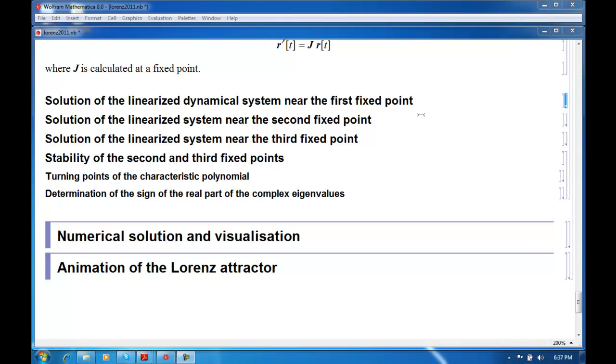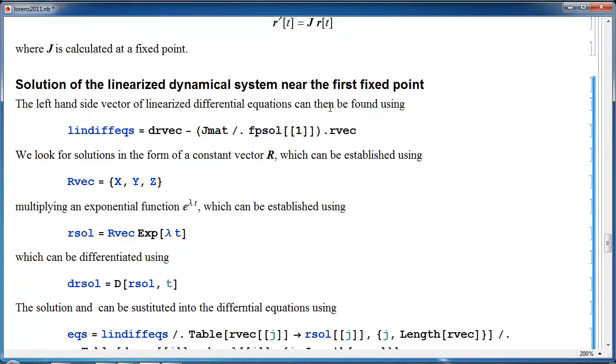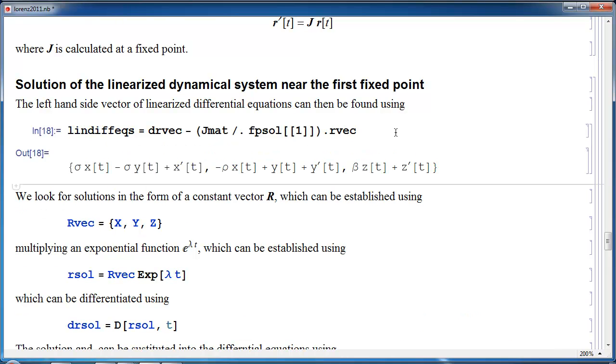Okay, so let's go on and have a look at the nature of the first fixed point. We can set up the linear differential equations by subtracting from the vector of derivatives the result of multiplying the matrix, the Jacobian matrix evaluated at the first fixed point, times the vector of variables, and we can do that using this.